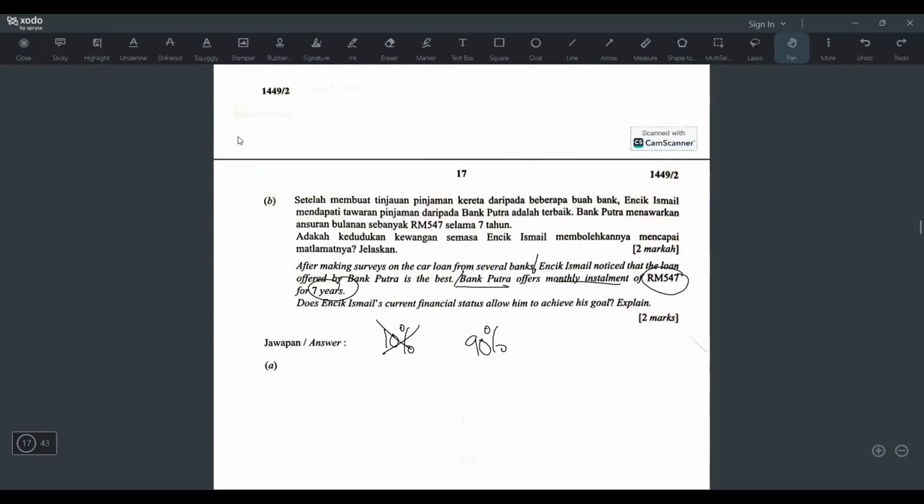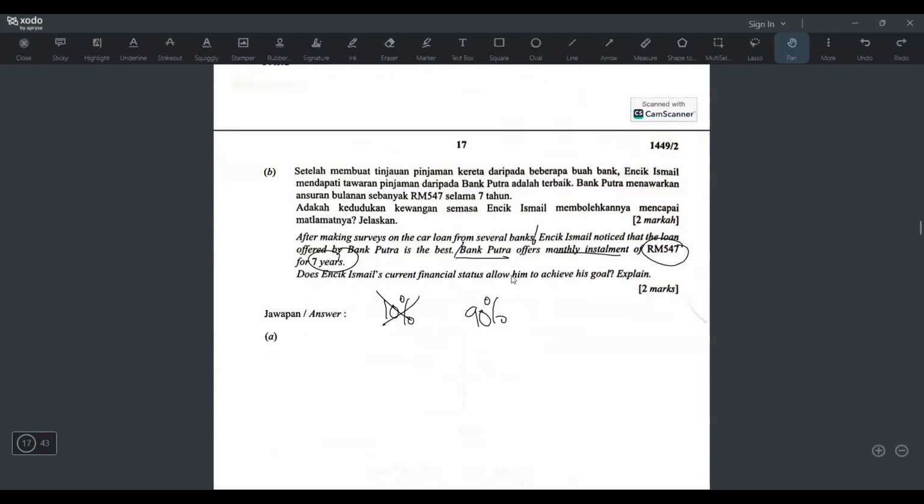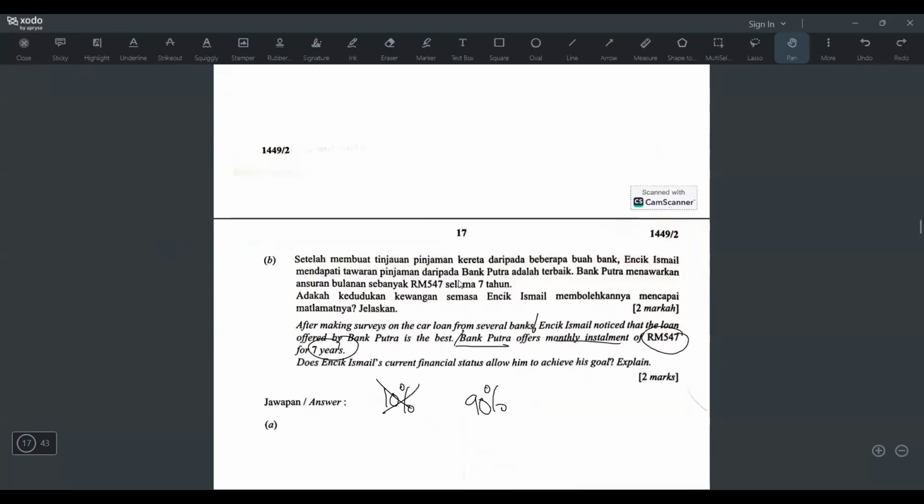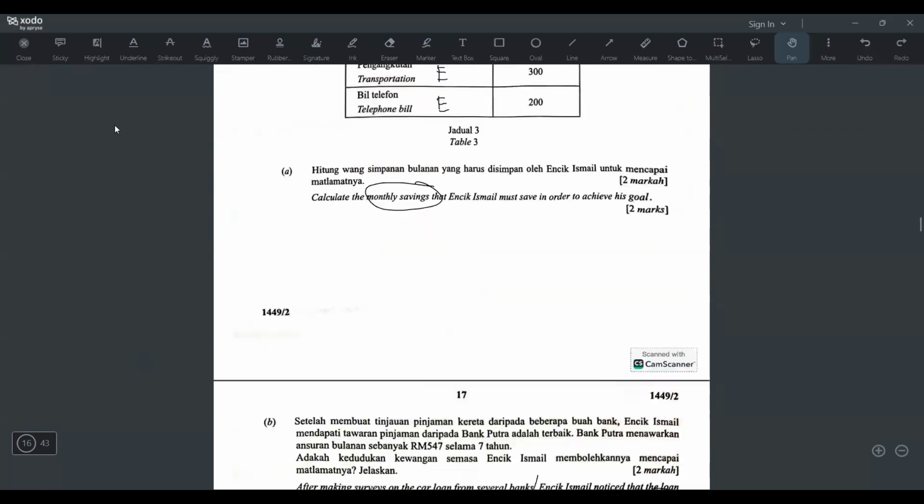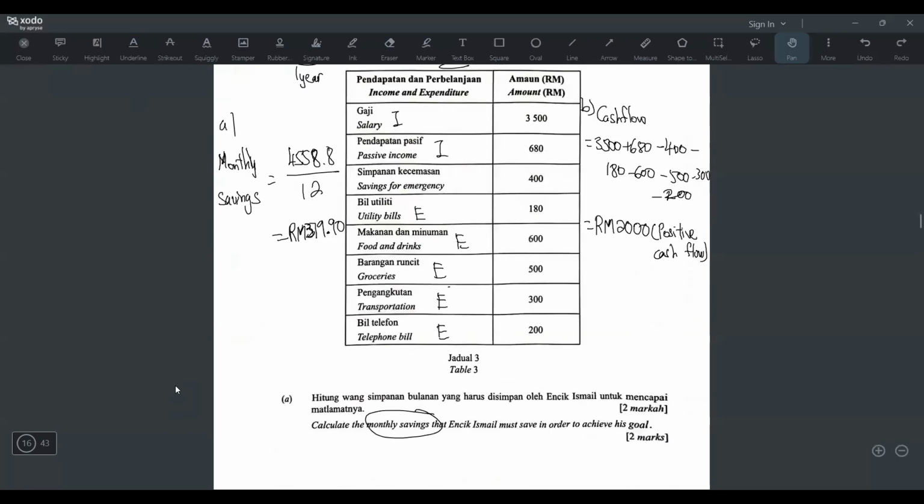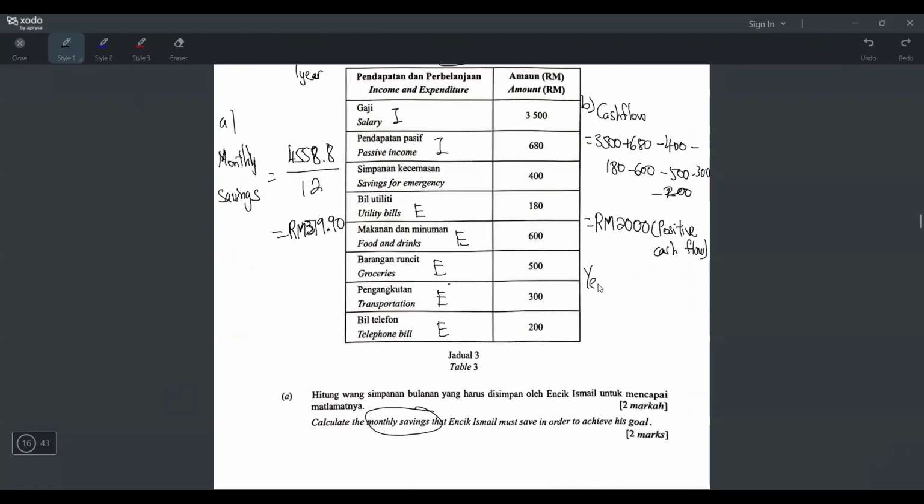So now let's read the question one more time and judge whether Encik Ismail boleh bayar monthly installment tak. So he wants to pay a monthly installment of 547 ringgit. Is it possible for him to achieve this goal for 7 years, right? So this one is monthly, 1 bulan. So 1 bulan dia ada extra 2000. And dia tanya sekarang dia nak bayar monthly 547 for 7 years. So is it possible? Yes lah. Right? So does Encik Ismail's current situation allow him to achieve the goal? Yes. So I'll just write yes. Okay. But let's explain why.